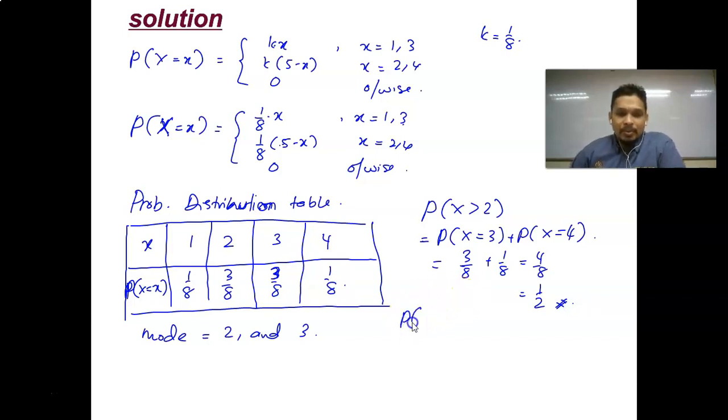Okay, so the probability of X equal to 1 or X equal to 4, a union. When X equal to 1, the probability is 1 over 8, and when X equal to 4, the probability is 1 over 8. So then 1 over 8 plus 1 over 8 equal to 2 over 8, or simplified as 1 over 4.